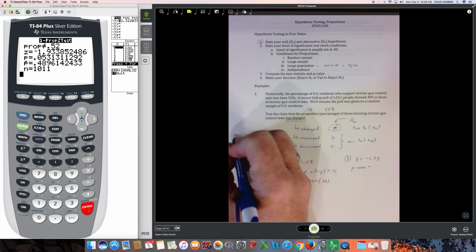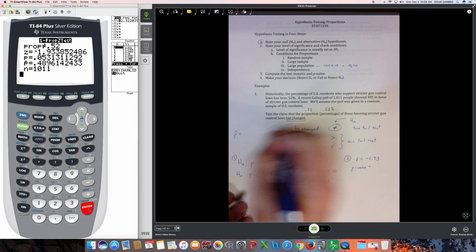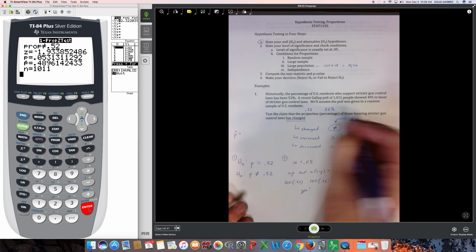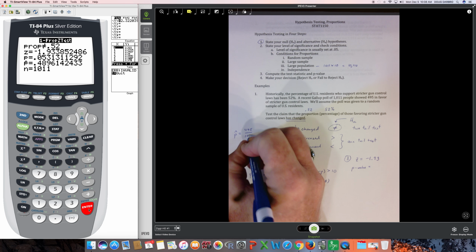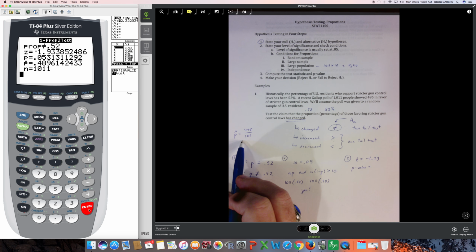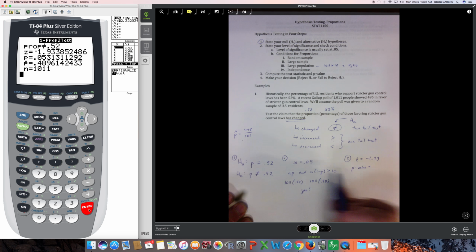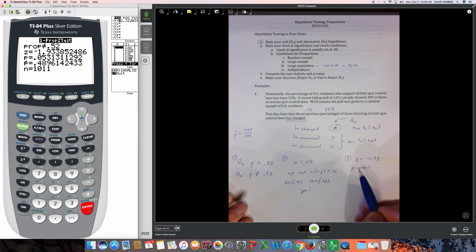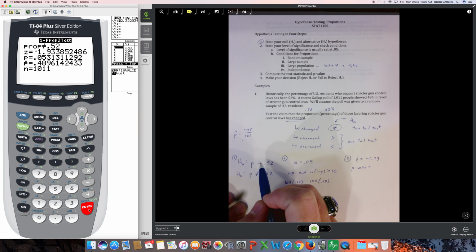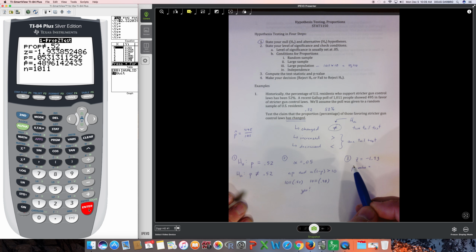And then not only that, you've got your p-hat, which is your count, which is 495 out of 1,011. This is your sample proportion. Sometimes there's a whole lot of p's going on in this problem. So to specify that I want the p-value and not the population proportion, I'll write that out.